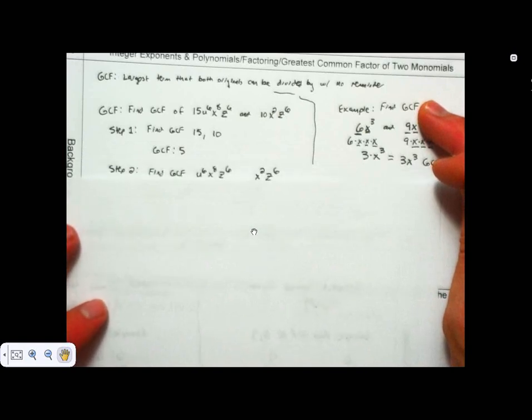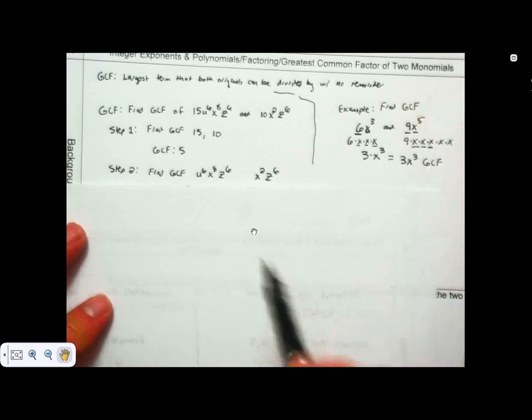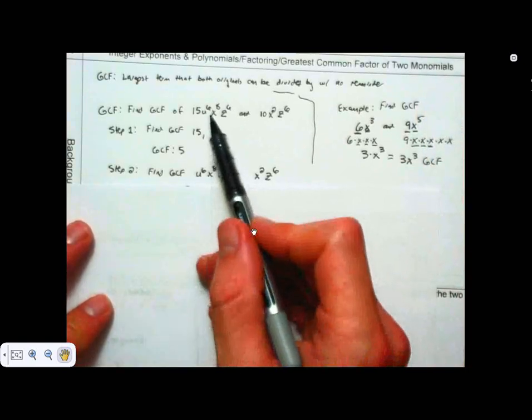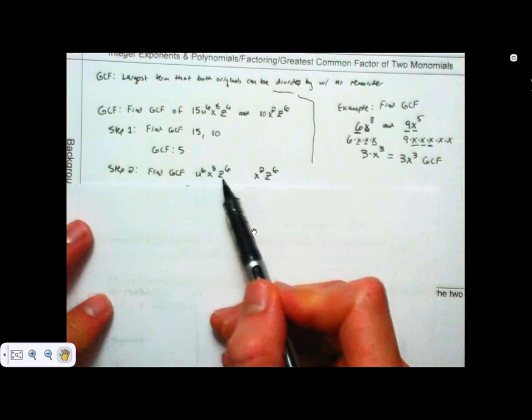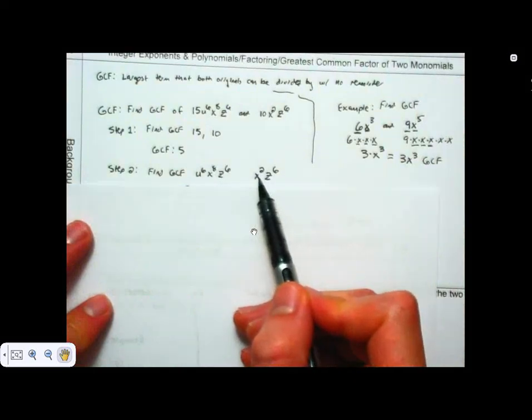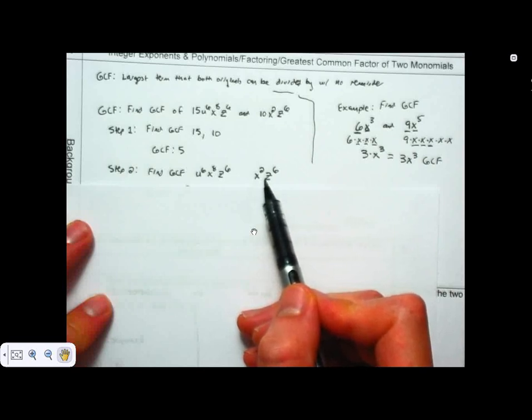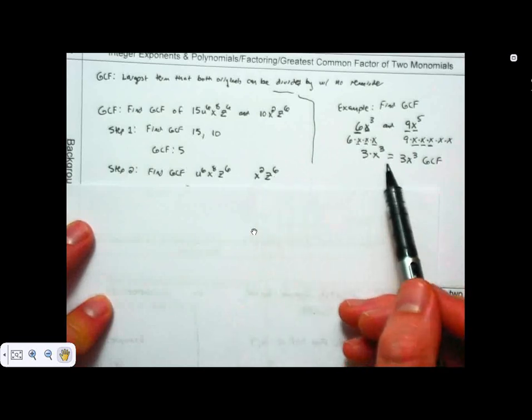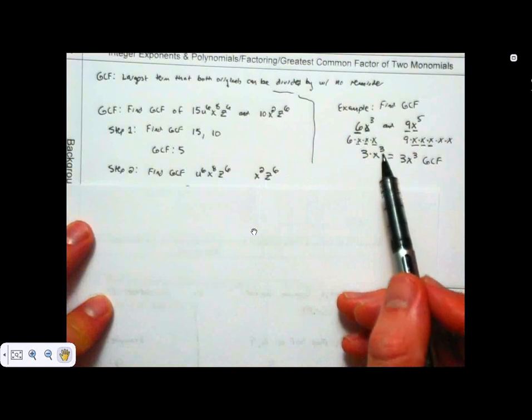The second step then is we're going to look at the variable pieces. The variable piece for the first term is u to the 6th, x to the 8th, and z to the 6th. And the variable piece for the second term is x to the 2nd and z to the 6th. Let's see if we can find a shortcut in our example so we don't have to write everything out.